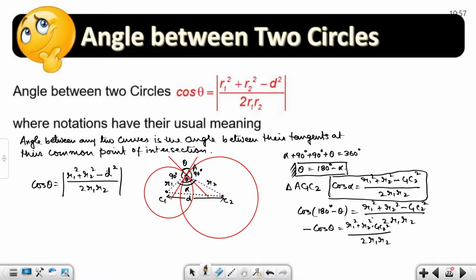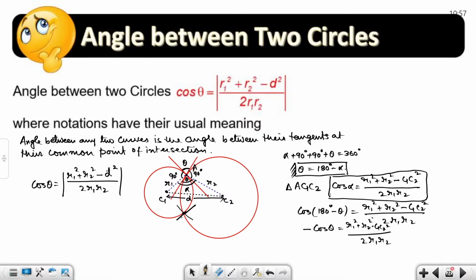I will say, if you can remember, it's okay, but no need to remember it. You simply understand how we are getting the angle between two circles. Again, the angle between two circles is always the angle between their tangents at their common point of contact. Okay? And in this case, we are going to have two angles between the circles, because at this point also we can find out the angle.